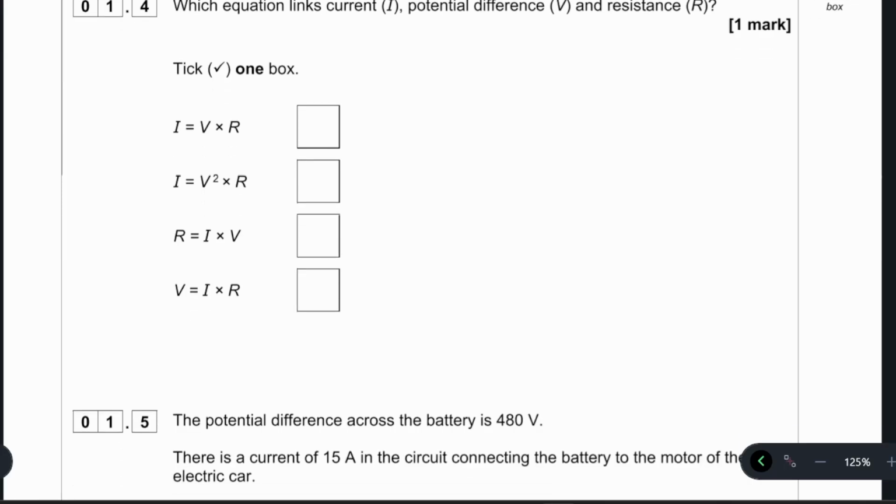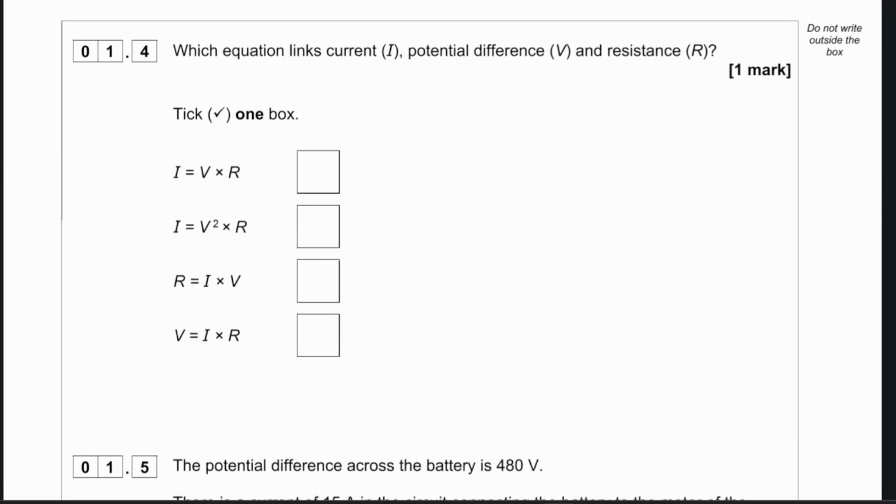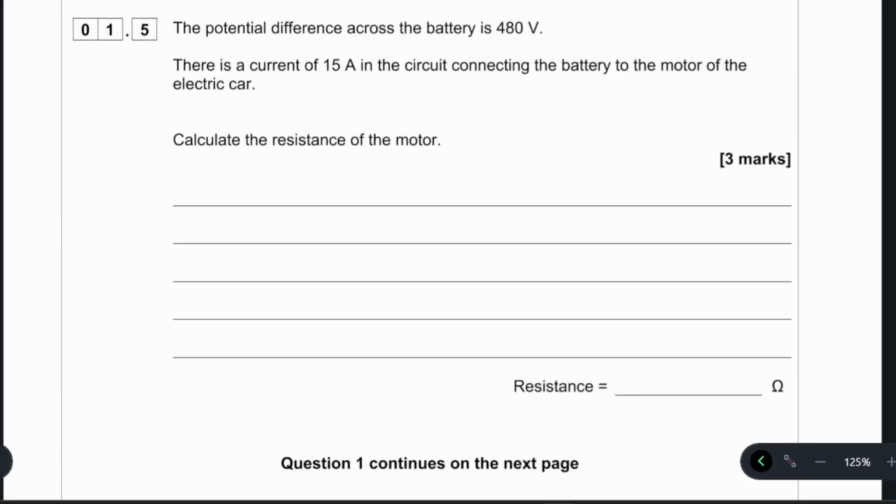Now, the next part of the question asks which equation links current, potential difference, and resistance. You can see we've got the same pattern going on as a previous question. So let's select the correct equation, and it should jump off the page to you: V equals IR. That should be really familiar to you. So you can say it's that one. Next part then, we're going to apply it.